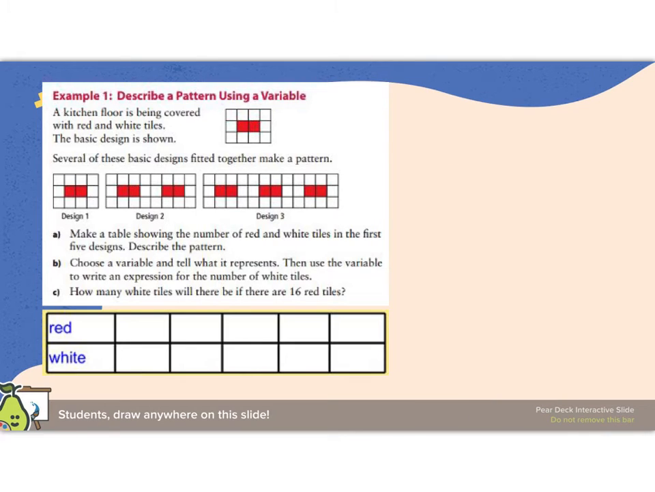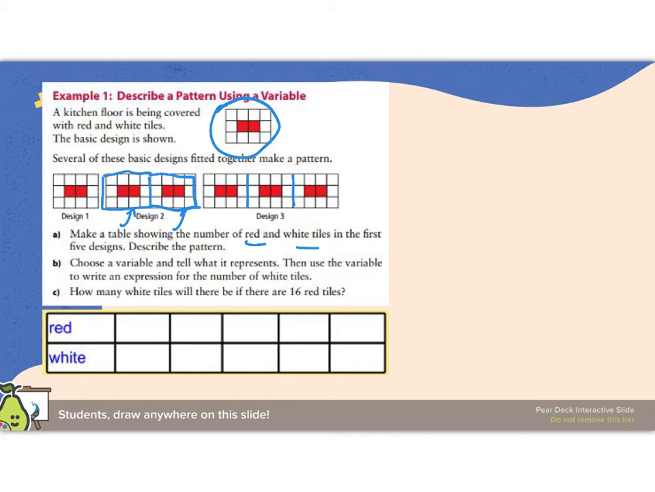All right, let's take a look at an example problem. For this one over here, we have a kitchen tile being decorated. This is an example of one of the basic designs, and then each design adds 2 of these tiles together. You can see here, one of those tiles and another one of those tiles. And then here we have 3, and so on and so on. First thing it says is make a table showing the number of red and white tiles in the first 5 designs. Describe the pattern.